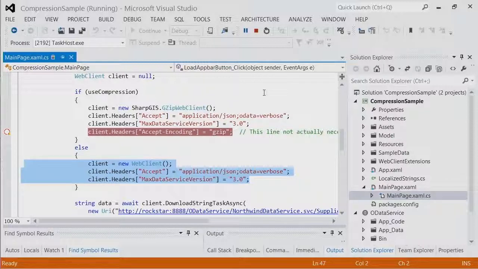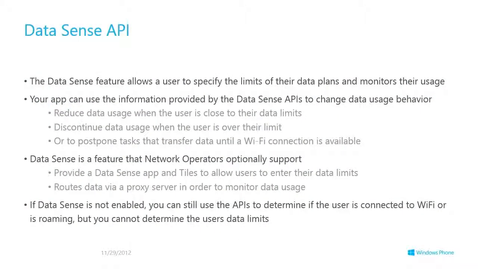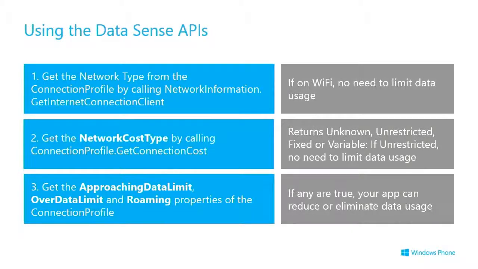That's great. Okay, right, we've still got a few things to run through, so let's quickly go back through the slides. Very quickly, I'm just going to mention this new DataSense feature, which is a new feature in Windows Phone 8, but it does require network operator support. If you're doing apps that are heavy on networking, you need to think about supporting DataSense. There's a bunch of APIs where you can figure out what network the user is on, and also if they're near their data limit.